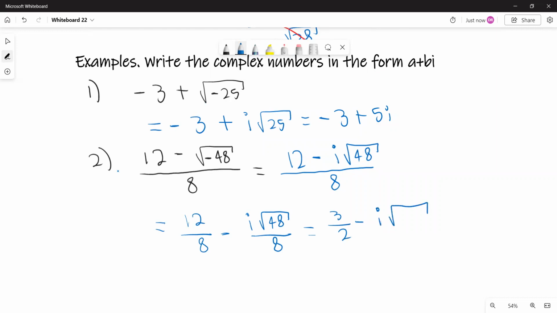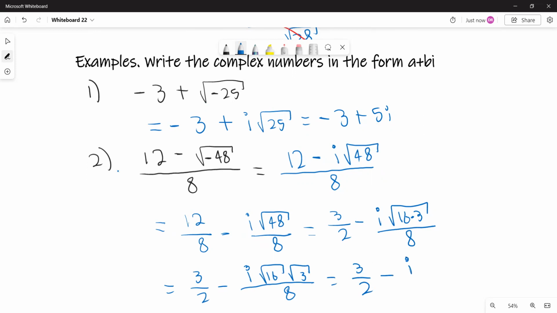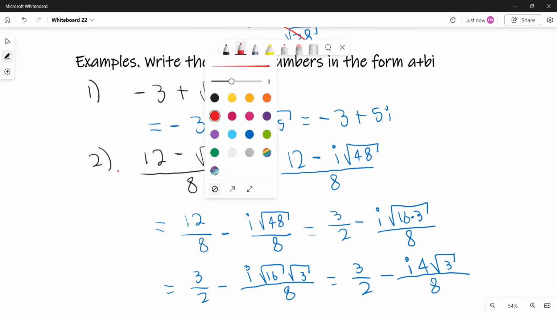And then 48. 48 is the same as 16 times 3. So I'm writing it in a way that we can reduce some of the numbers. This is 3 over 2 minus i times the square root of 16 times the square root of 3 over 8, where the square root of 16 is 4. So this is i times 4 times the square root of 3 over 8. And finally, 4 over 8, we can simplify as 1/2.